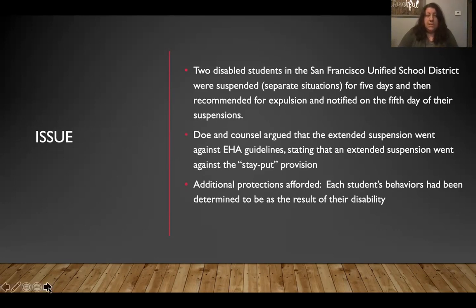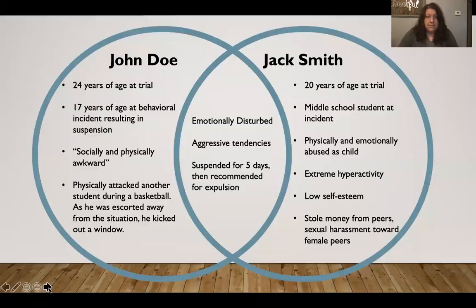So let's look a little bit deeper at each of the students, John Doe and Jack Smith. John Doe, 24 years of age at the trial, but 17 years of age at the behavior incident resulting in suspension, was socially and physically awkward. During the behavioral incident, he physically attacked another student during a basketball game. As he was escorted away from the situation, he kicked out a window.